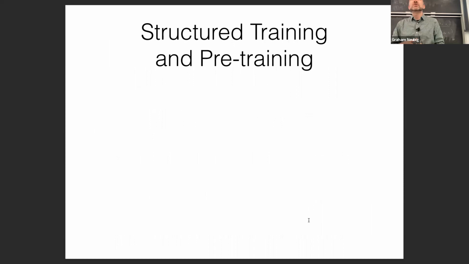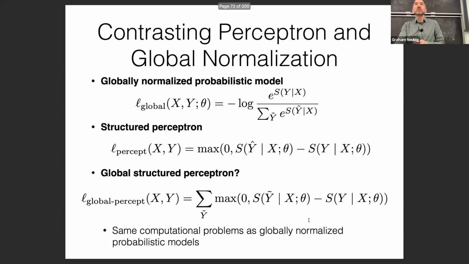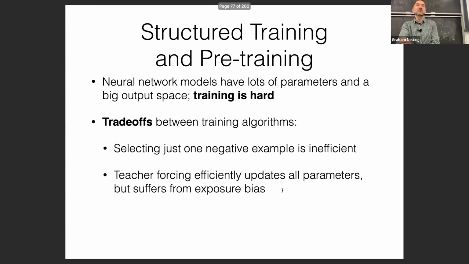Okay. So next I want to go into structured training and pre-training. Neural network models have lots of parameters in a big output space. And because of this, training is hard. So when we were using featurized linear models in NLP, 15 years ago or something like this, it was quite common to just train models using a structured perceptron or a structured perceptron-like algorithm from scratch without any pre-initialization. I think the last time I did something like that was in 2011, so just about 11 years ago.